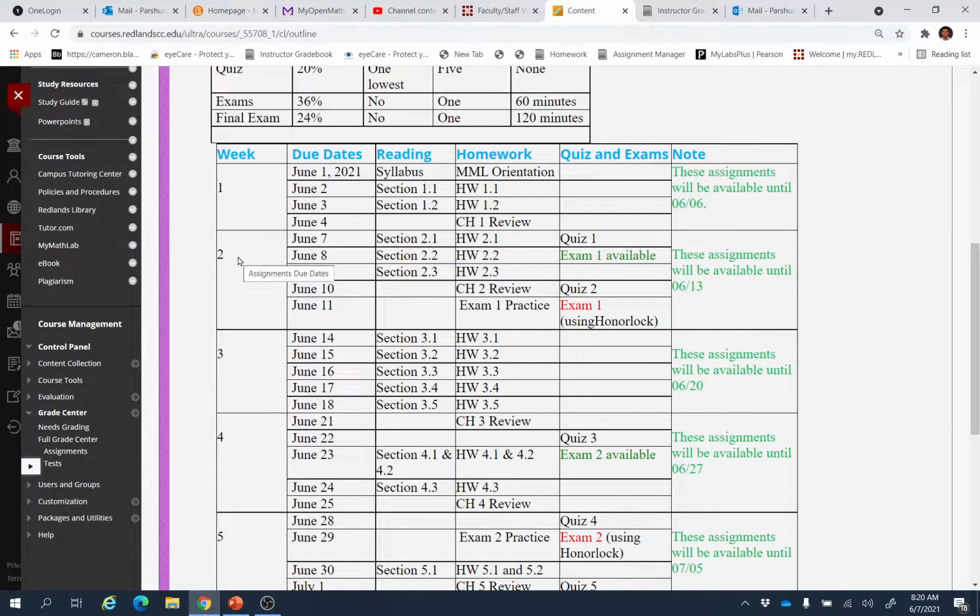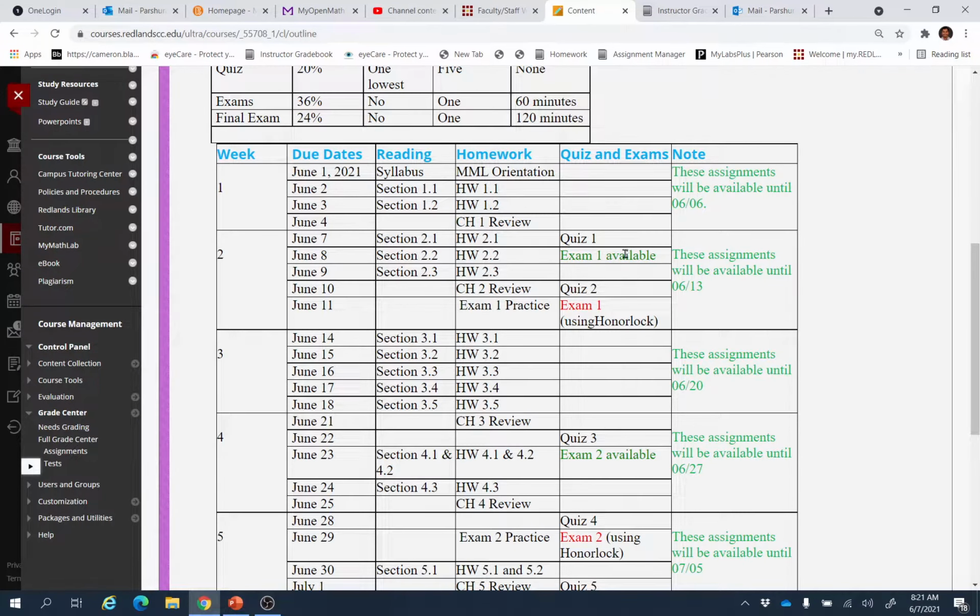As you can see, there are sections 2.1, 2.2, 2.3, chapter two review, exam one practice, and exam one. Quiz one, quiz two. These are the assignments you need to finish this week, and these are the individual due dates for each of these assignments. So you are going to read section 2.1, finish the homework from section 2.1, and finish quiz one. And then today, and then tomorrow, section 2.2 homework.